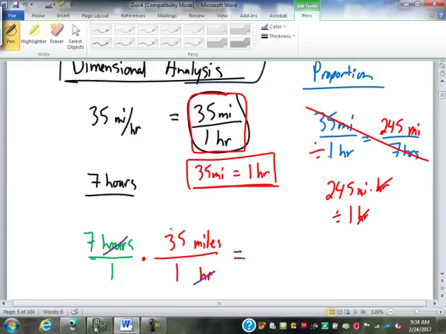And now I have 7 times 35 miles is 245 miles. And 1 times 1 is 1. So 245 miles over 1 are just 245 miles. So the units cancel themselves out. We do our conversion by canceling out the units. By doing it this way, we don't have to remember, do we multiply, do we divide, whatever.